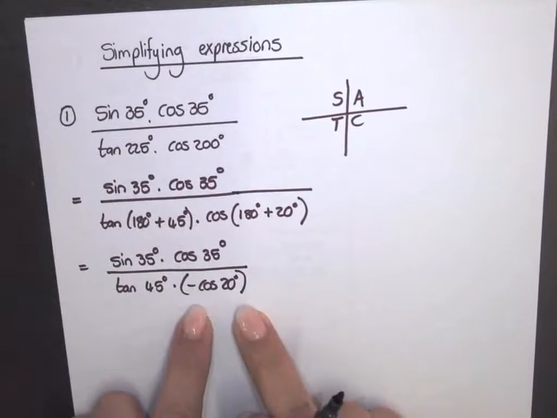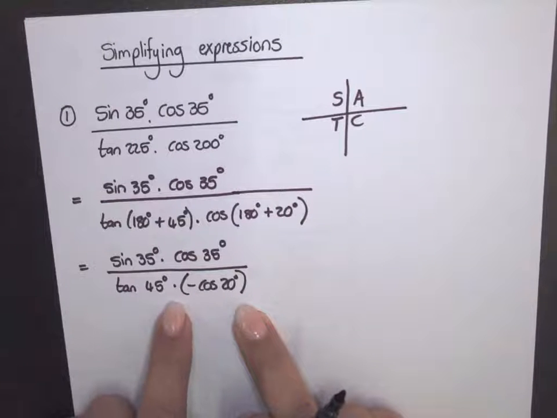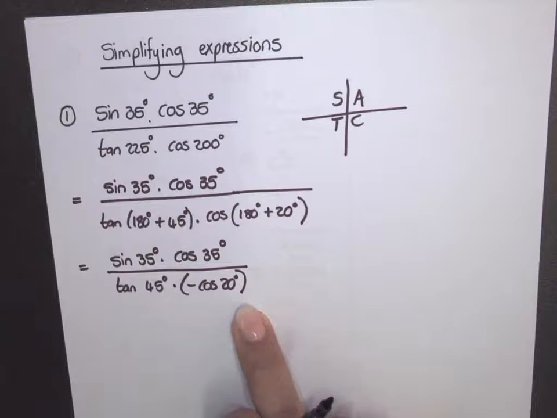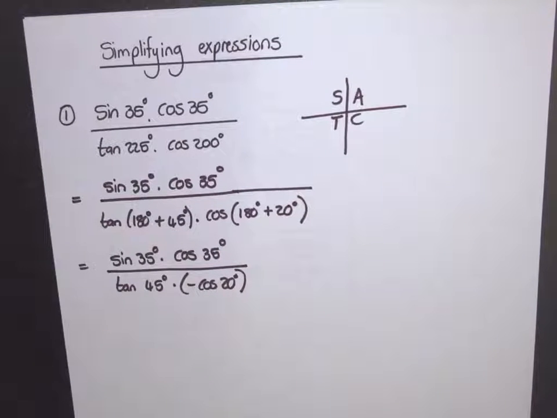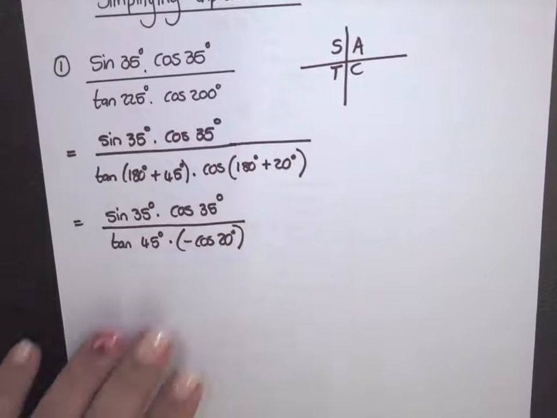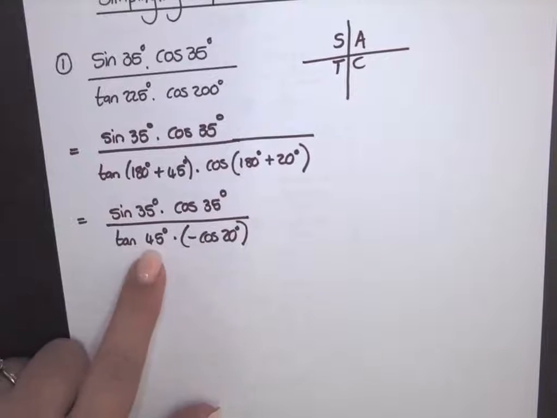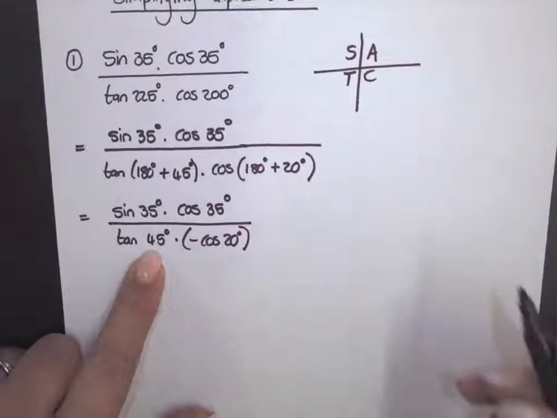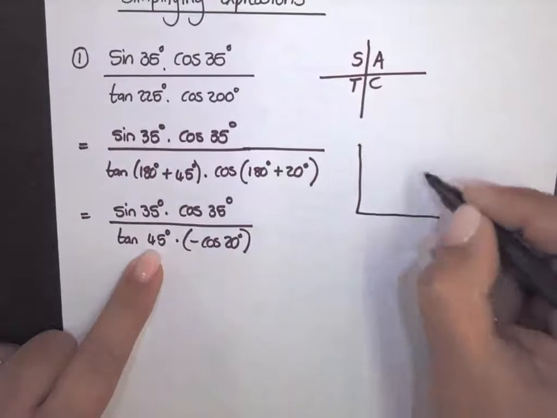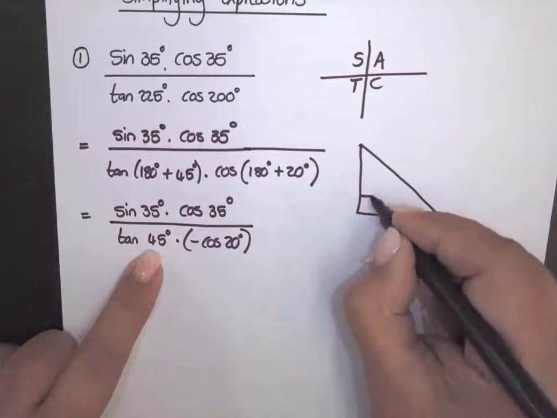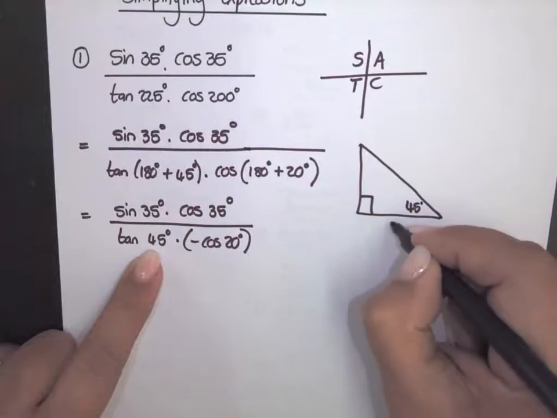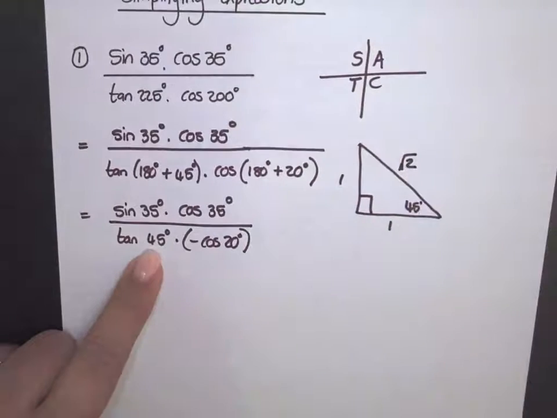I put this in brackets because there's a minus that needs to be multiplied. Otherwise, you might see the times sign, and then you start minusing the two tan and cos functions. Alright, this is a special angle, so I need my special triangle with the 45 degrees. It's 1, 1, square root 2.